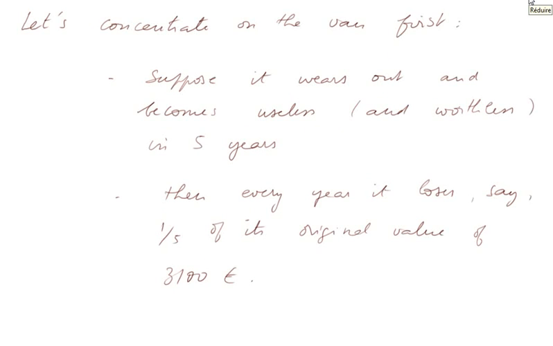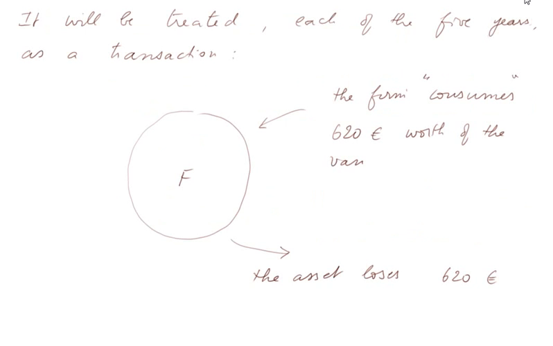Let's concentrate on the van first. Suppose it wears out and becomes useless and therefore worthless in 5 years. Then every year it loses, say, 1/5 of its original value, which was 3,100 euros. It will be treated each of the 5 years as a transaction.